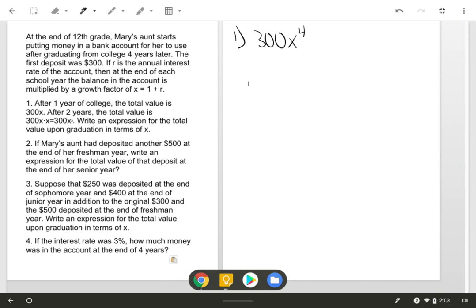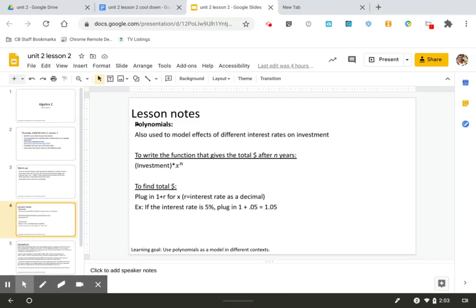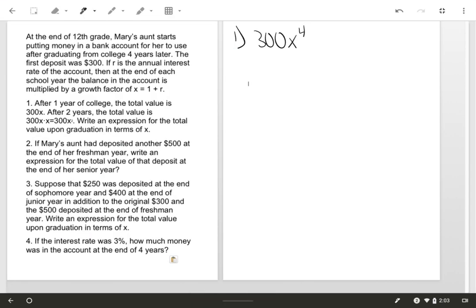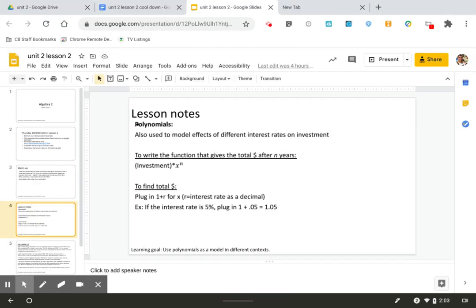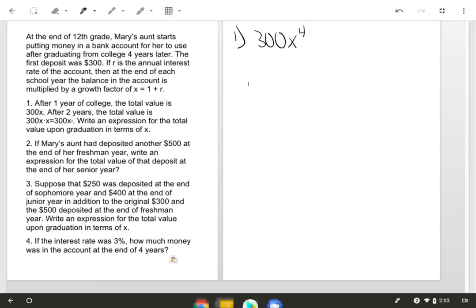And that goes along with our lesson notes here. To write the function that gives the total money after n years, it's going to be the investment times x to the power of n. So in this case, my initial investment is $300, and it's accumulating interest for the 4 years of college, hence 300x to the fourth. Okay.